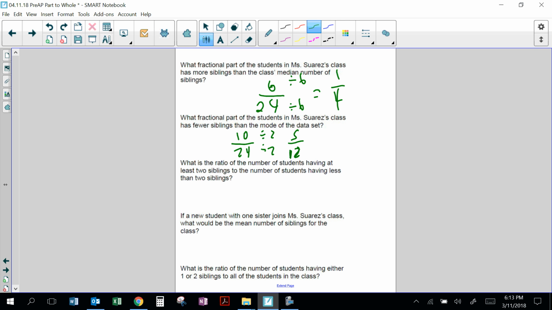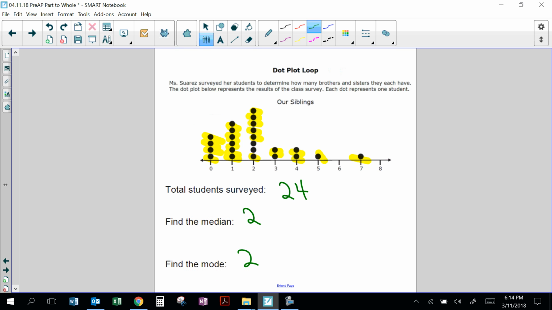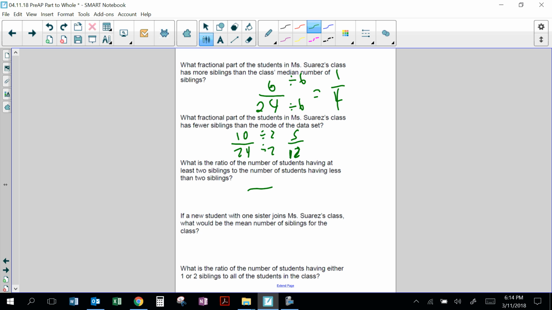What is the ratio of the number of students having at least 2 siblings to the number of students having less than 2 siblings? So at least 2 siblings, at least. That means 2 is the least they can have, the lowest number they can have. But can they have higher? Yes, they can. Let's count. 1, 2, 3, 4, 5, 6, 7, 8, 9, 10, 11, 12, 13, 14.